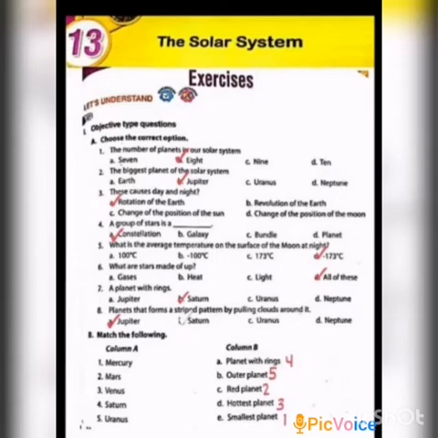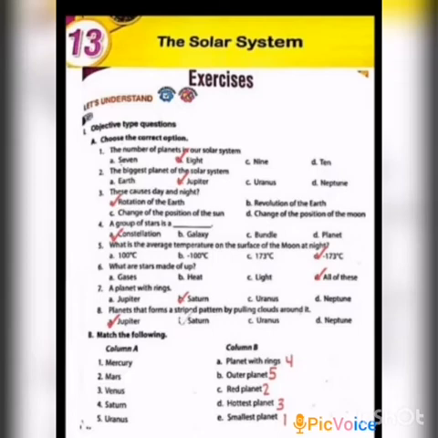Seventh one, a planet with rings. A. Jupiter, B. Saturn, C. Uranus, D. Neptune. Answer B. Saturn.